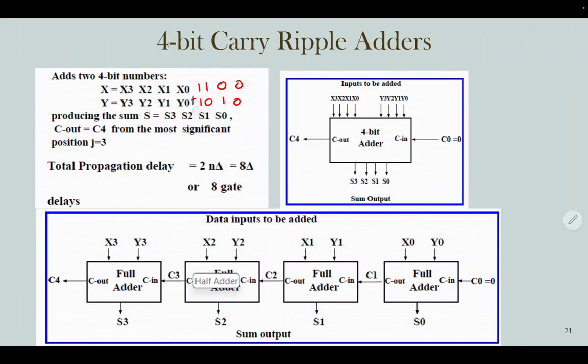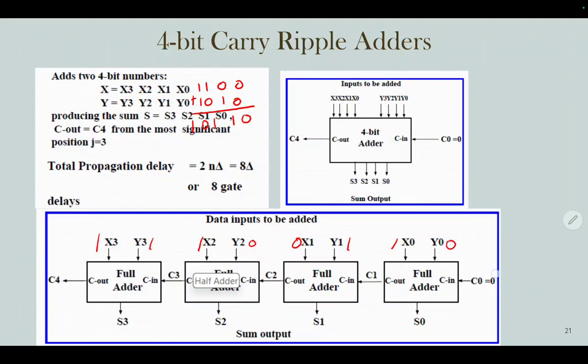So you do the operation: 0 plus 0 equals 0, no carry. 0 plus 1 is equal to 1, sum equals 1, carry 0. 1 plus 0 is 1. 1 plus 1 is 0, carry 1. So here you place x equals 1 1 0 1, and y equals 1 0 1 0.